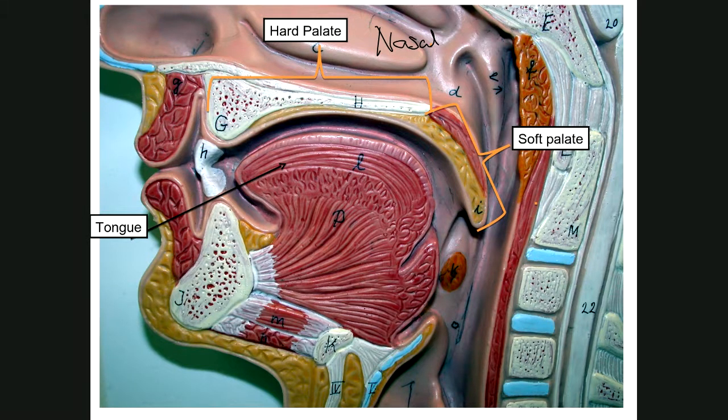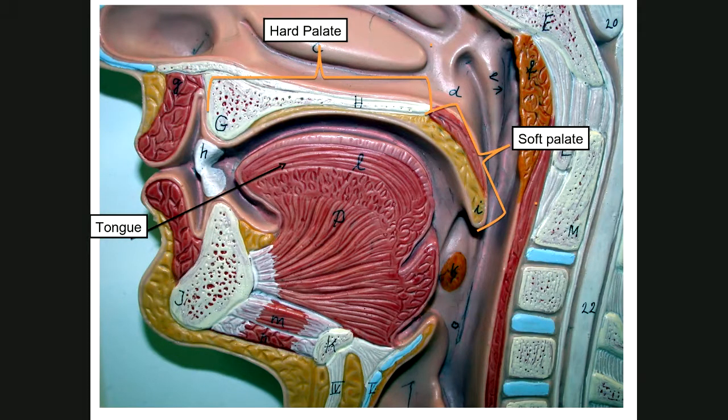And the palate's divided up into two parts. The hard palate, it's hard because this is bone. You remember back in A&P1, the first 2/3 of this is the palatine process of the maxillary bone. And then the posterior 1/3 is the horizontal plate of the palatine bone. But it's bone, so it's hard.